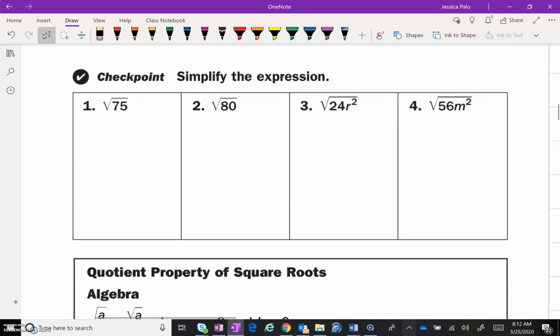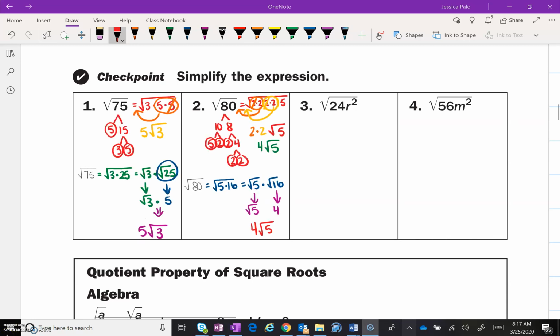When you are ready, pause the video and come back when you are finished to check your answers. Here are the first 2 checkpoints without variables. I did both methods. So for number 1, the first method would be the Poodle method or the prime factorization method. You can break 75 into 3 times 5 times 5. There are a pair of 5s. 1 comes out. You are left with 5 radical 3.